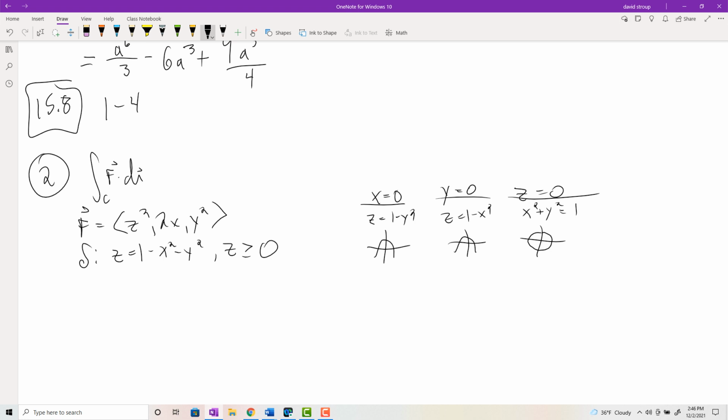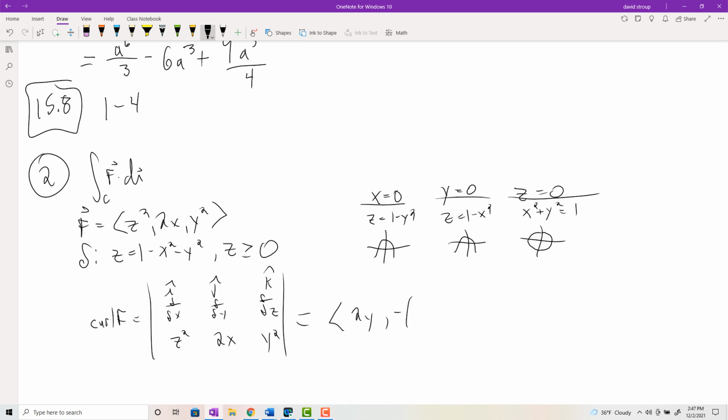I'm going to need the curl of f. So the curl of f, to get that, it's kind of like a determinant thing, i, j, k, and then you need the partial with respect to x, partial with respect to y, partial with respect to z, and we have z squared, 2x, y squared. So we'll end up with, covering up the first column, 2y minus 0, covering up the second column, 0 minus 2z, covering up the third column is 2 minus 0. Okay, clean that up: 2y, 2z, 2.